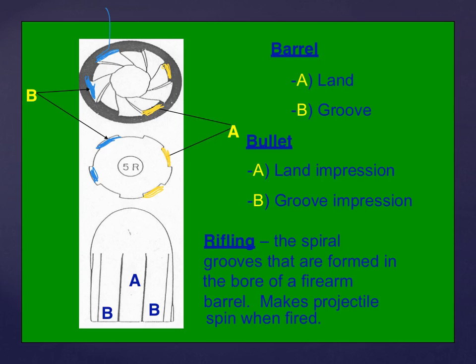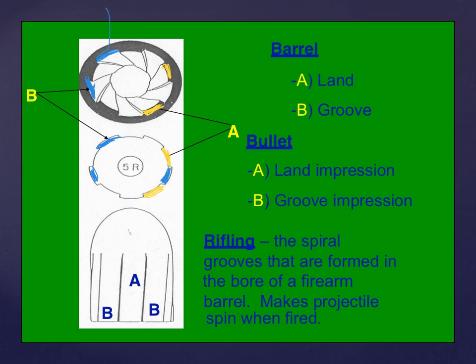Notice that you have grooves and lands in between each other. Like here, we're on that section close to A. Let me switch to my laser so I can show you. You have a land, groove, land, groove, land, groove, land, groove, all the way around. So they alternate, and again, this is what your rifling or your spiraling comes from.